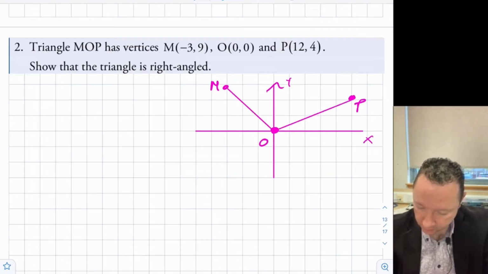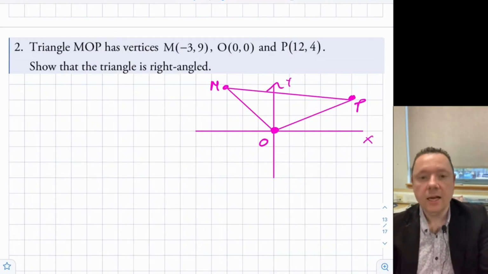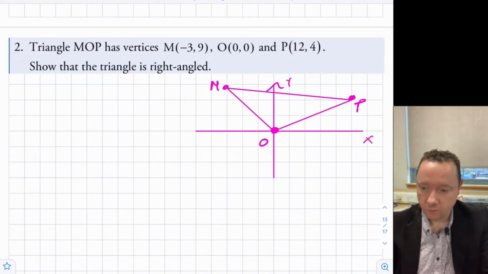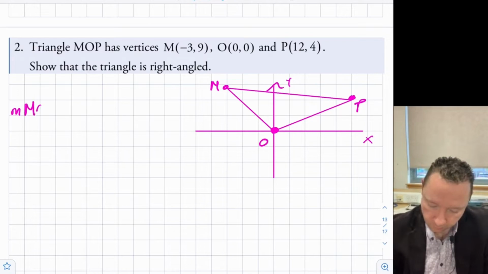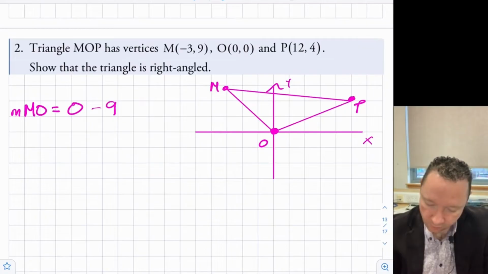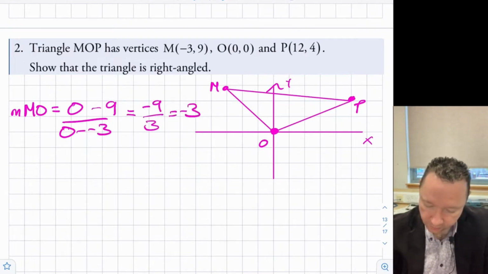We can see here you end up with a triangle. We're not sure if it's right angled or not until we prove it. Now to prove it, we just need to check the gradients of each side and see if any two make a right angle. We would hope that it's going to be MO and OP. So let's check the gradient of MO. Gradient of MO is 0 minus 9 over 0 minus minus 3. That's minus 9 over 3, which is minus 3. So we've got our first gradient. Let's check the gradient now of OP.